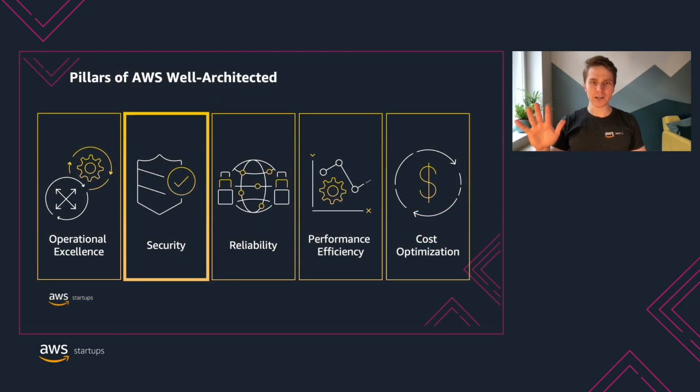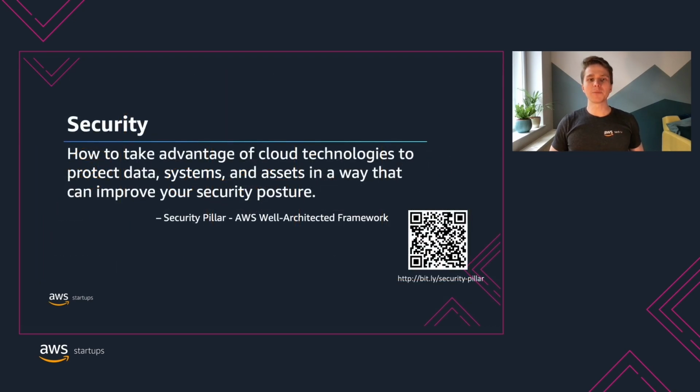Security is one of the five pillars of the Well Architected framework. If you're not aware of the Well Architected framework in review, please watch the overview video of this series. For AWS, security is job zero, and that is how we encourage our customers to think as well. The security pillar is all about taking advantage of cloud technologies to protect your data, systems, and assets. With AWS, you have the broadest selection of security services and features to bolster your security posture.